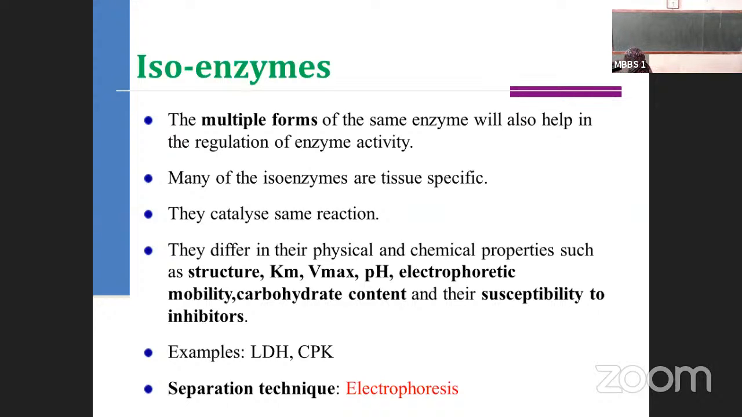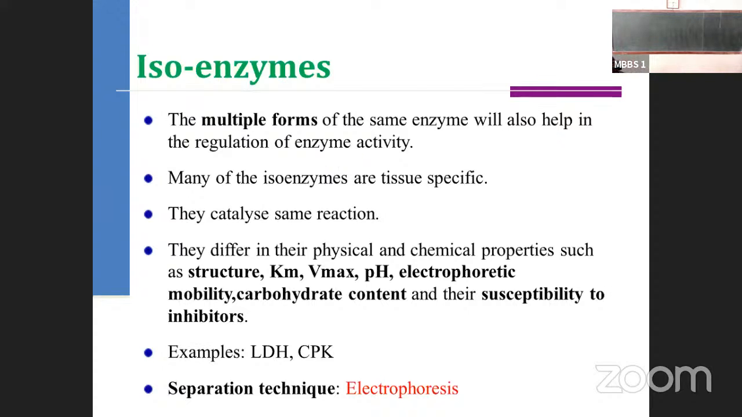Many of the isoenzymes are tissue specific. One isoenzyme will be specific to the heart, another specific to the brain, another specific to the kidney. Because of the tissue of origin, they are different, but their action is same. They differ in their physical and chemical properties: their structure, their Km value, their maximum velocity, pH for their action, electrophoretic mobility, carbohydrate content and susceptibility to inhibitor.